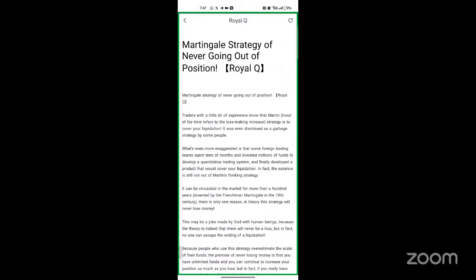Now, the strategy that Royalq uses is called a martingale strategy of never going out of position. A martingale strategy of never going out of position is Royalq. Now, what do I mean by a martingale strategy that never goes out of position?